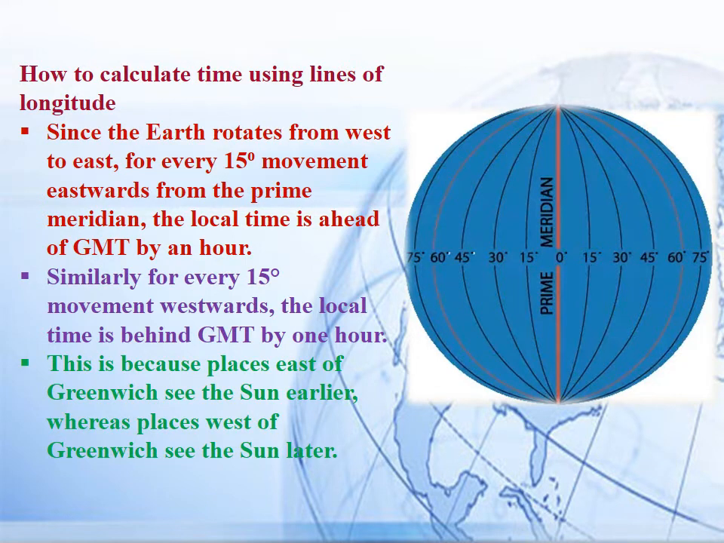How to calculate time using lines of longitude? Since the earth rotates from west to east, for every 15-degree movement eastwards from the prime meridian, the local time is ahead of GMT by an hour. Similarly, for every 15-degree movement westwards, the local time is behind GMT by 1 hour. This is because places east of Greenwich see the sun earlier, whereas places west of Greenwich see the sun later.